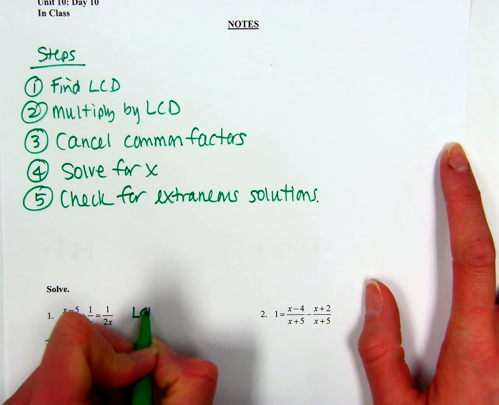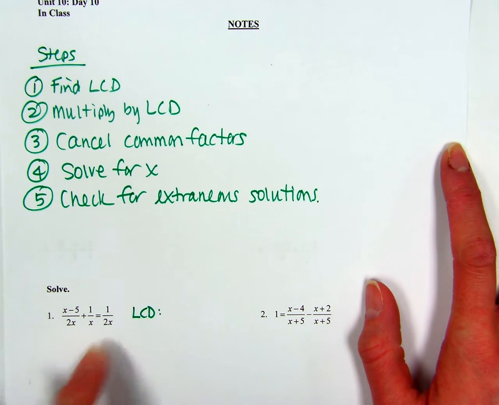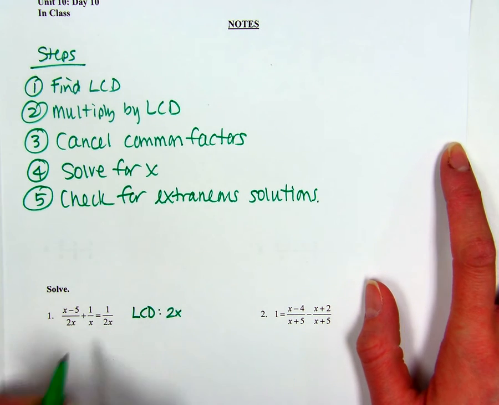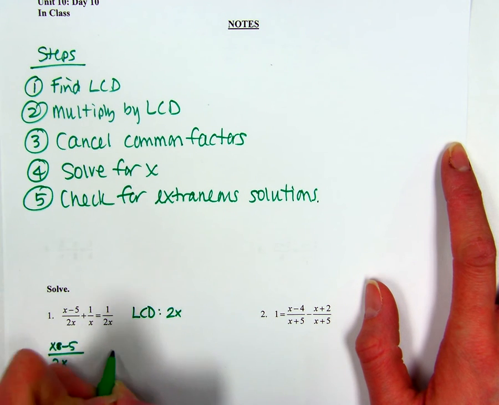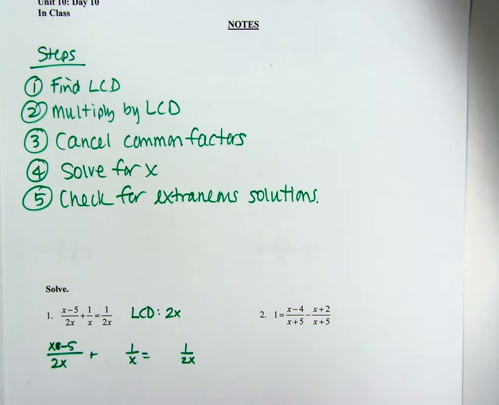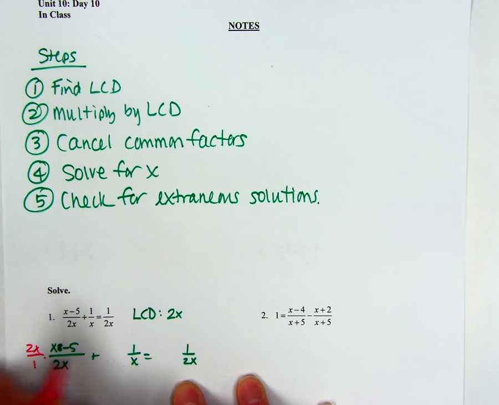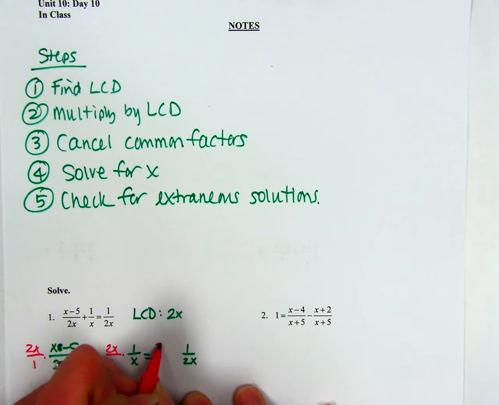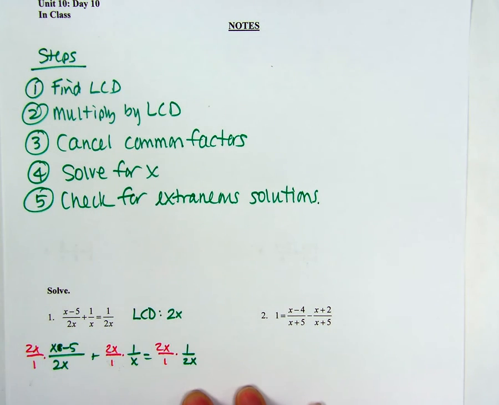So first thing is find your LCD. x and 2x both go into 2x. So there's my LCD. Remember, I'm writing down each fraction with a little bit of space in between so that I can put in my LCD. My LCD is 2x. And if you pick the right LCD, then you should have no more fractions after you cancel and multiply.